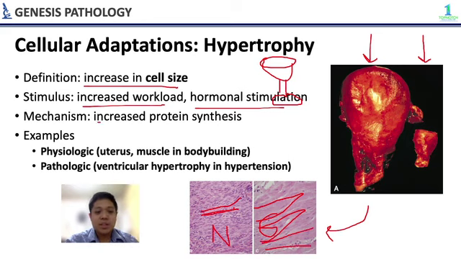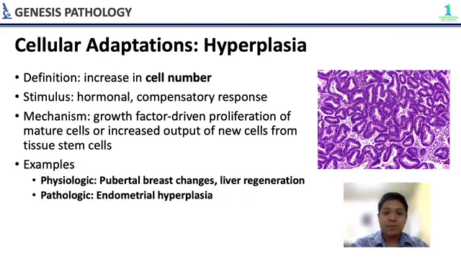So, the mechanism here is increased protein synthesis. Physiologic, again, uterus in pregnancy and muscle in bodybuilding kapag nagiging swole tayo. Pathologic naman, pwede mangyari yung hypertrophy sa pathology, such as in left ventricular hypertrophy in hypertension. Next, you have hyperplasia. So hyperplasia meaning an increase in cell number.